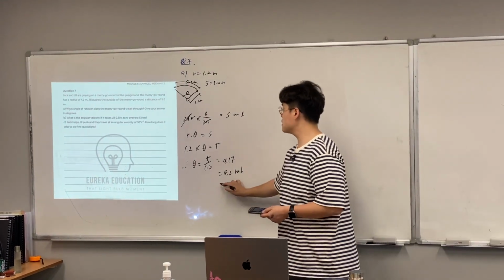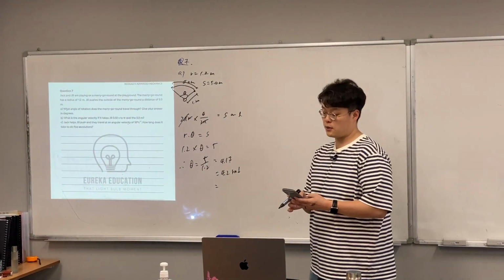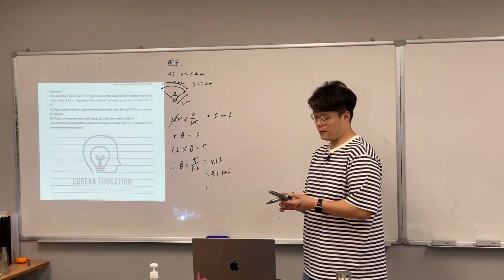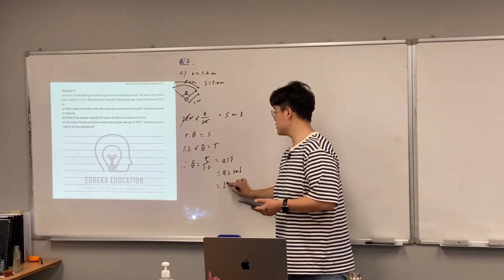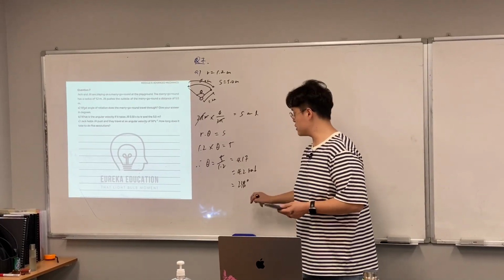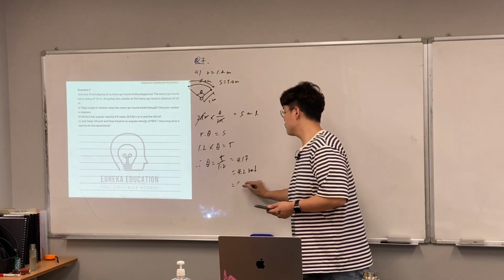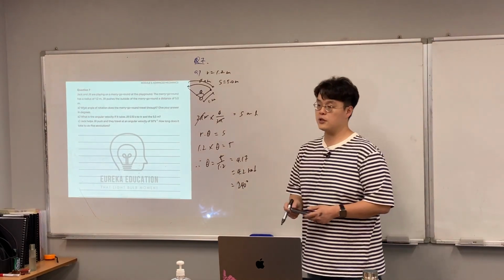But in degrees, times that by 180 divided by pi, you get 238 degrees, which should say 240 degrees there. Wow, this is crazy actually.